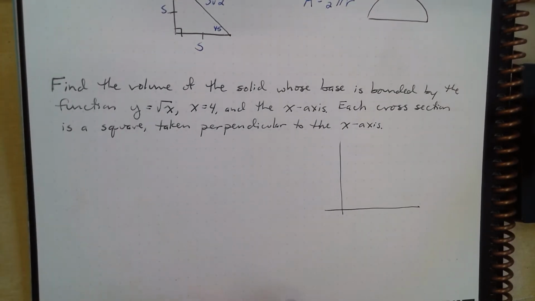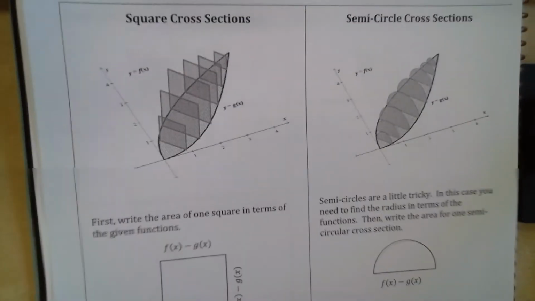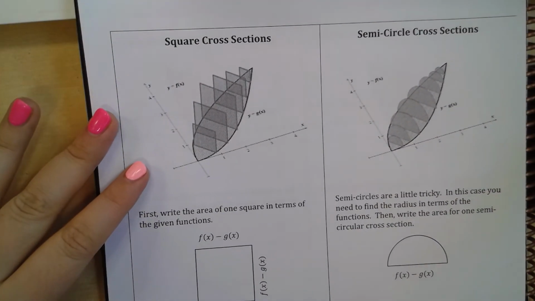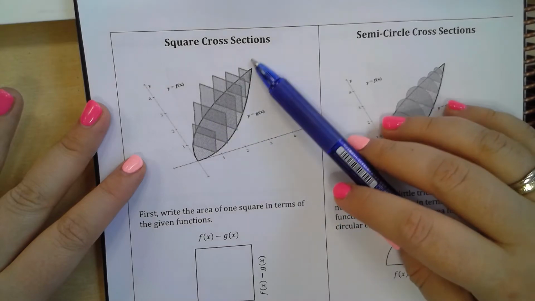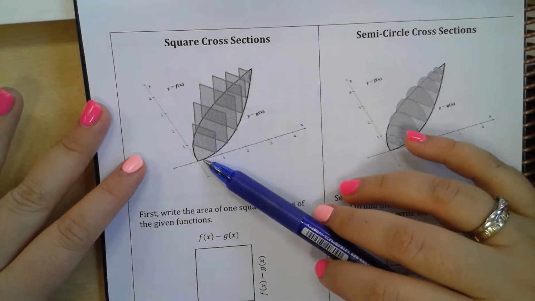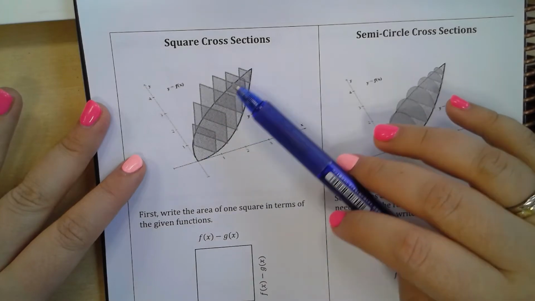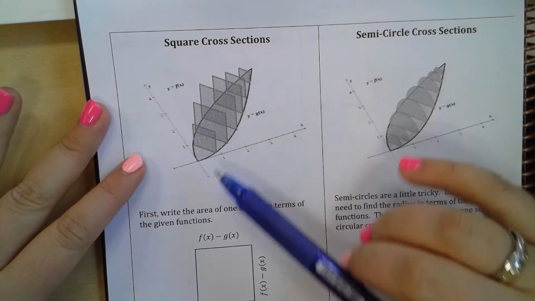So let's actually work through a problem now. Before we dive into that, I want to show you an image here, and I'll have a copy of this on our Google Classroom notes. So here you can see if we have square cross sections, what these look like. We've got a shape here, and we're going to take square cross sections and find the volume of this shape.